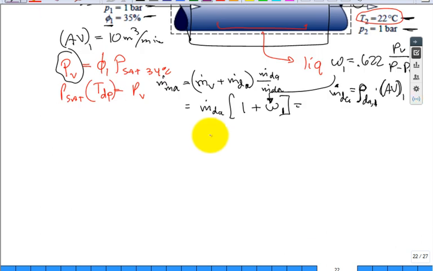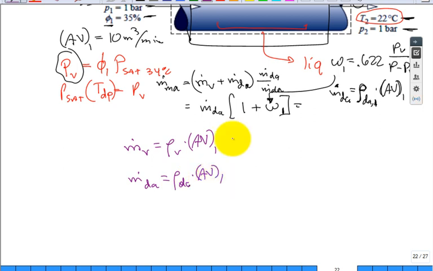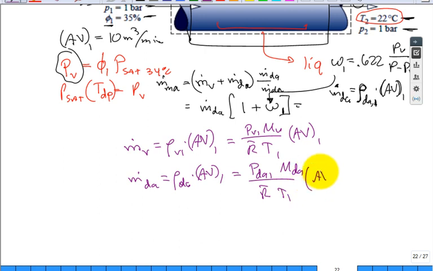You can go a little bit longer and just calculate the mass flow rate of the vapor, which will be the density of the vapor times the volumetric flow rate coming in, and then the mass flow rate of the dry air, which is the density of the dry air times the volumetric flow rate coming in. That'll be fine. What's rho of V coming in? That'll be the partial pressure of the vapor coming in times the molar mass of the vapor divided by R bar T coming in. Then you multiply by AV coming in. Likewise, the partial pressure of the dry air coming in times the molar mass of the dry air divided by R bar T1, times AV coming in. So you can calculate these two components and add them up. You don't have to worry about doing this multiplication there. Or you can just make this one calculation and multiply by 1 plus omega 1. Either way, you get the same answer.